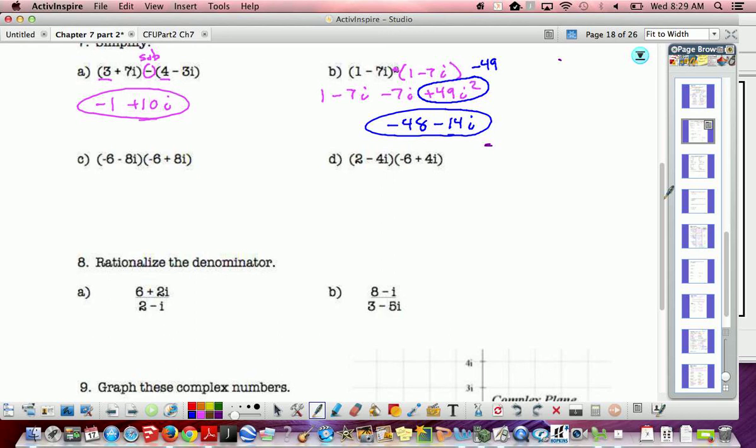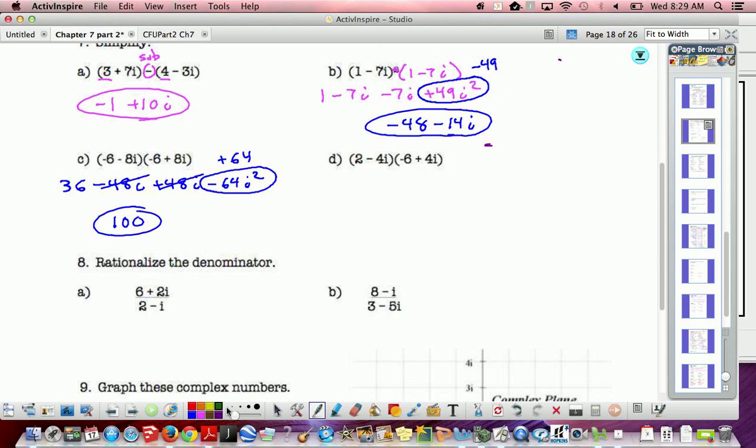C, we need to FOIL. Notice how they're conjugates. So when I go negative 6 and negative 6, I get 36. Negative 6 and 8i is negative 48i. Negative 8i and negative 6i is positive 48i. And then negative 8i and negative 8i multiplied to be minus 64i squared. Notice with conjugates, middles cross out. Negative 64i squared is actually positive 64. So 36 and 64 add up to 100.